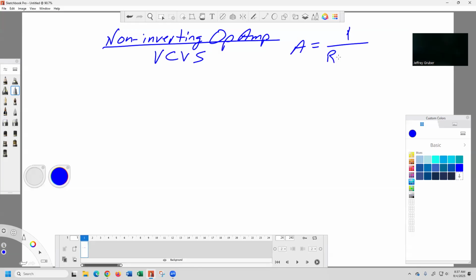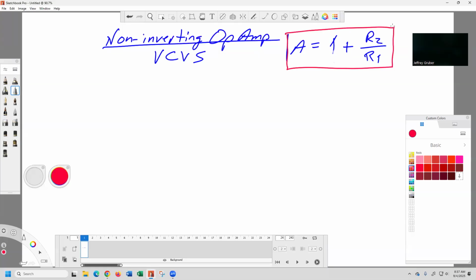R2 and R1. Sorry. Okay, this is the formula that I wrote down yesterday. I didn't develop it, I just wrote it down. I just gave it to you.